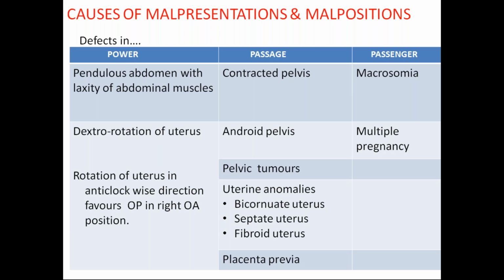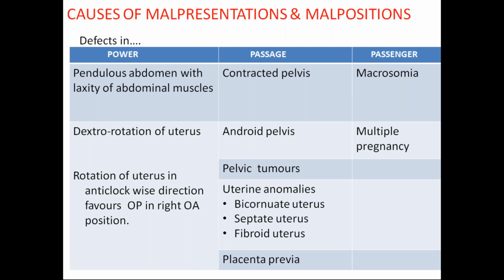Then defects in the fetus, congenital abnormalities, large babies, multiple pregnancies, polyhydramnios. Some are not mentioned here, but just remember that multiple pregnancy and anomalous babies, like anencephaly, usually present as a face presentation because there is no vertex. Hydrocephalus will present as a breech presentation.